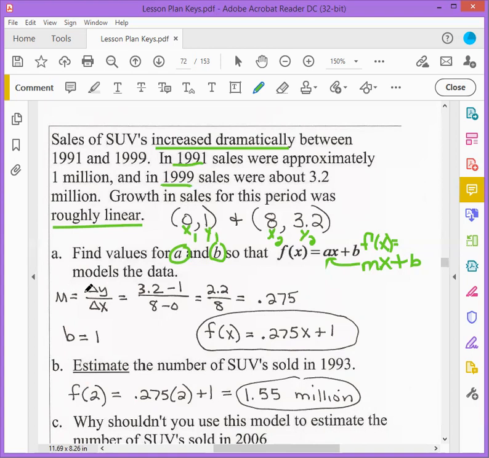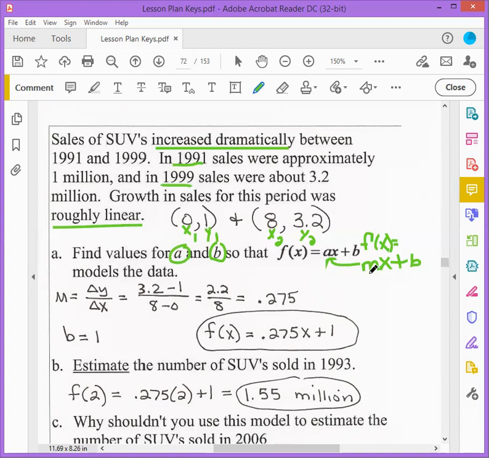Remember, the slope is calculated by taking the difference in y values, dividing by the difference in x values. So in our numerator, the difference in y values, y2 minus y1, we have 3.2 minus 1, divided by 8 minus 0. And we'll get 2.2 divided by 8. So that slope is 0.275.